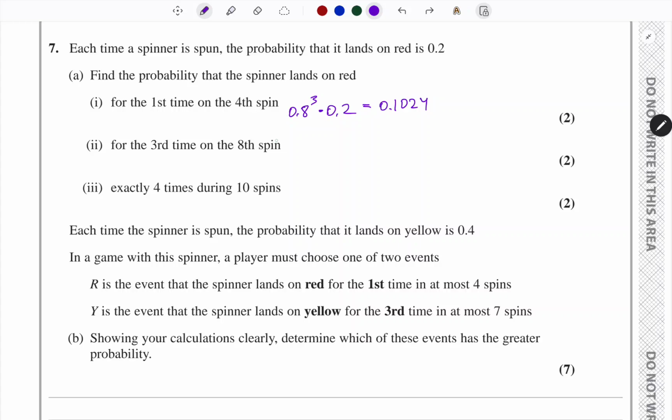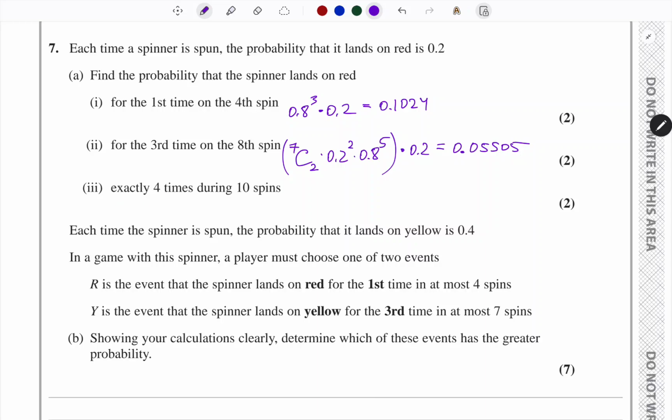The 3rd time on the 8th spin. Oh, it's negative binomial distribution. So we consider the first 7 spins. From 7 spins, 2 must be successful. So we use the binomial distribution formula, 0.2 to the power of 2, 0.8 to the power of 5. It's what happened on the first 7 spins. The last attempt must be successful. So we multiply by 0.2. I use my calculator, 0.05505. Probably I wrote too many figures, but it's okay.